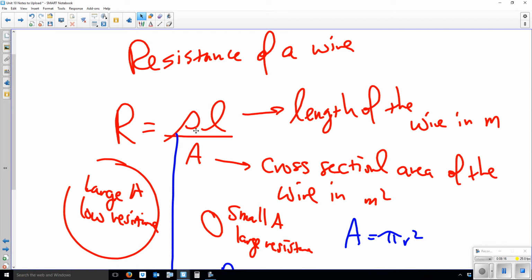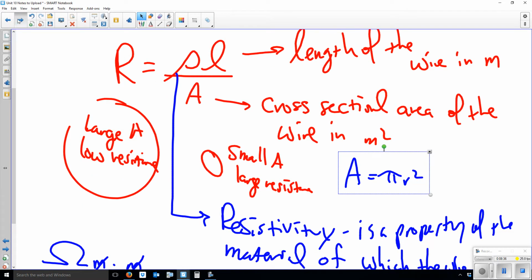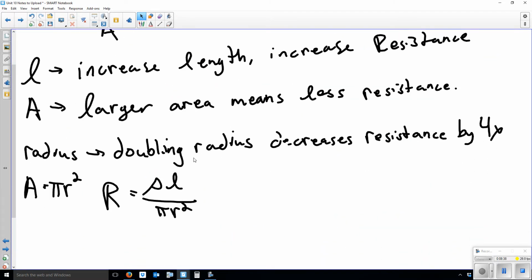And last is cross-sectional area. If you make the area, as you look down the wire, double, that would result in half of the resistance. And sometimes they'll show up as the radius being doubled. That actually decreases the resistance by a factor of 4 because A is equal to pi r squared. It's the area of a circle. Because now you're talking about an r squared, if you double that number, that decreases it by a factor of 4.